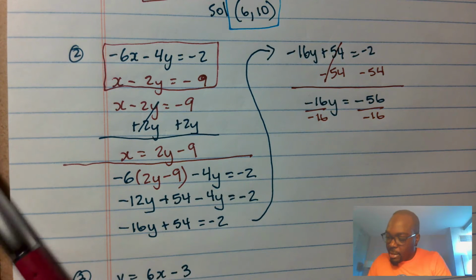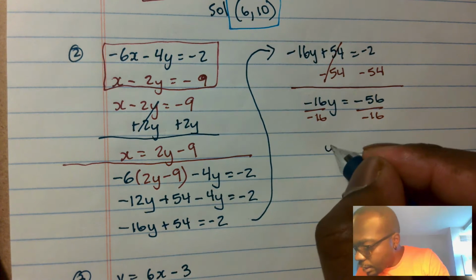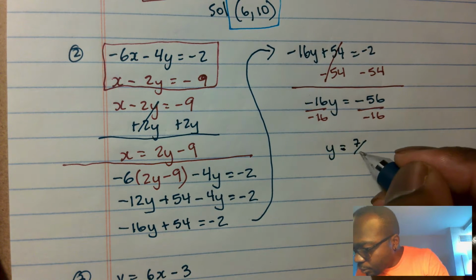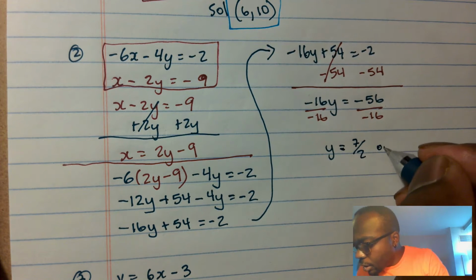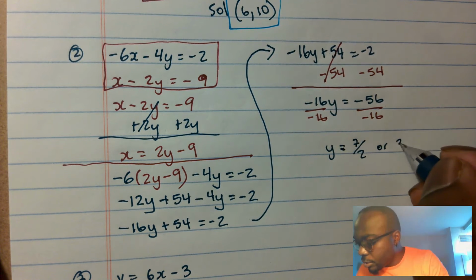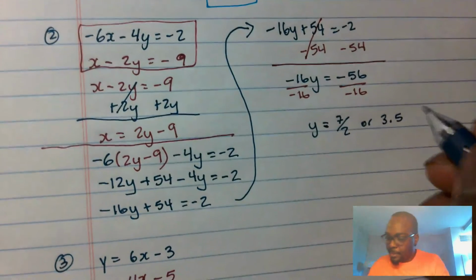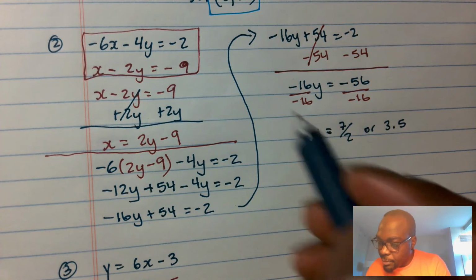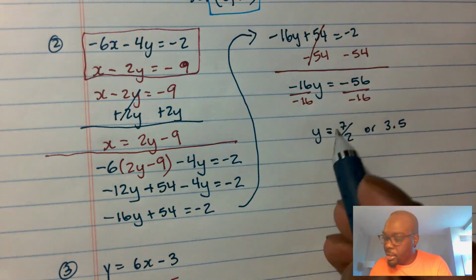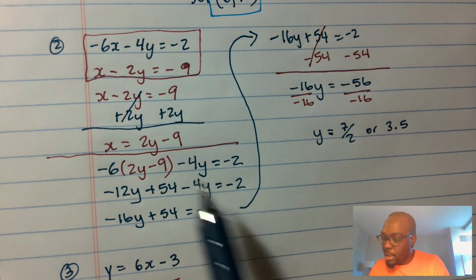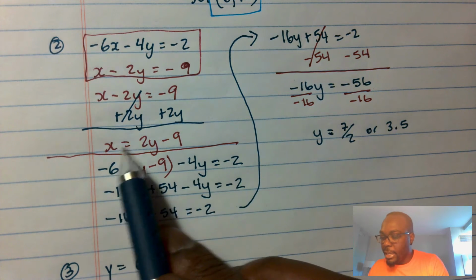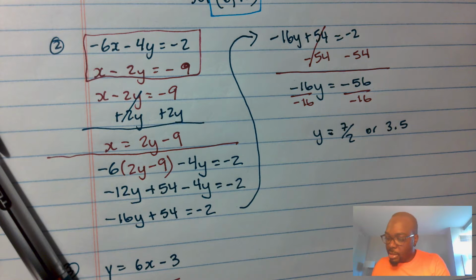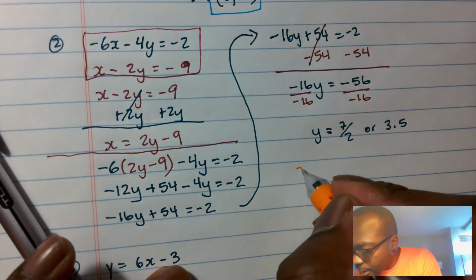Alright, so when I divide by negative 16, y is equal to 7 over 2, or you can say y is equal to 3.5. Now I have a value for y. So now all I'm going to do is go back to the point where I had x is equal to 2y.